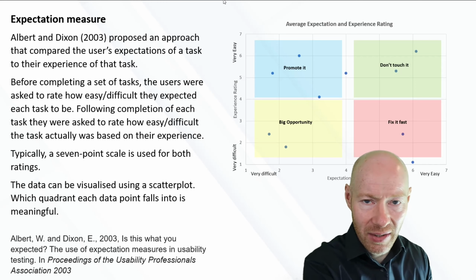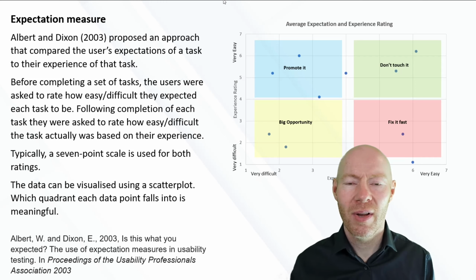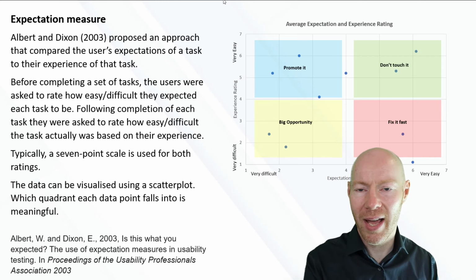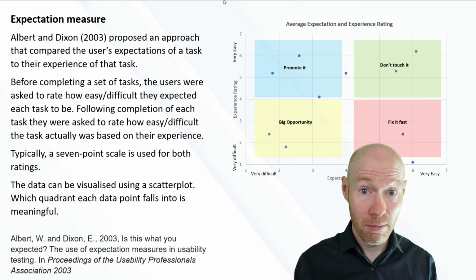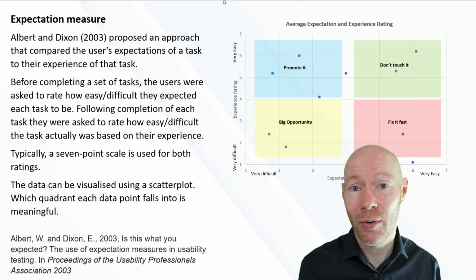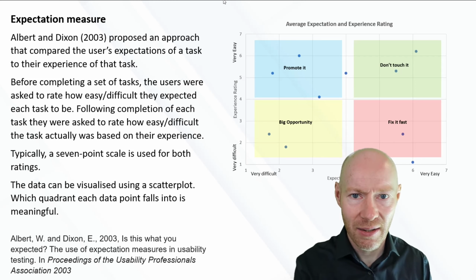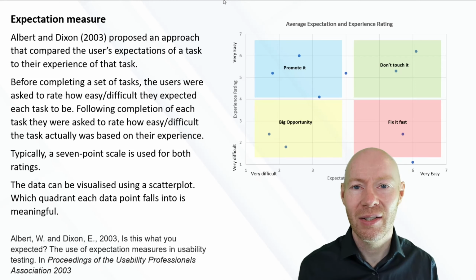So we might have 5 different tasks that we're going to do. We explain to the user at the front, okay, so you're going to be doing this, we're going to get you to do that, and then you'll do that. How easy do you think each of those tasks are going to be? Typically a 7-point scale from easy to difficult was used.